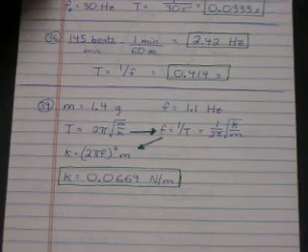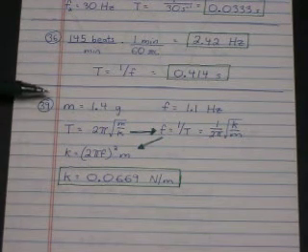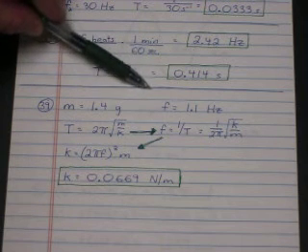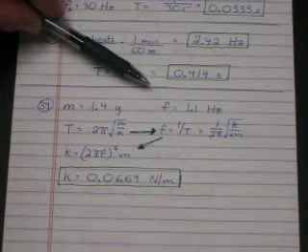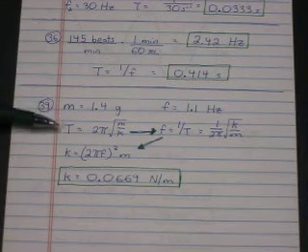For number 39, we have a mass of 1.4 grams, a frequency of 1.1 hertz. We need to find the spring constant. So many ways to go about this, but here's one suggestion.